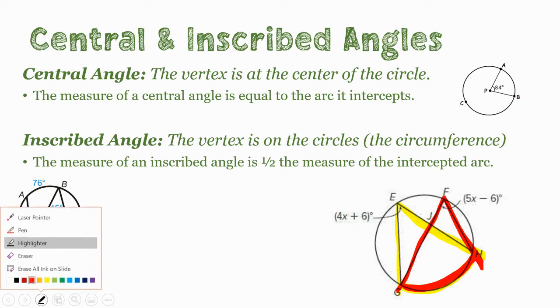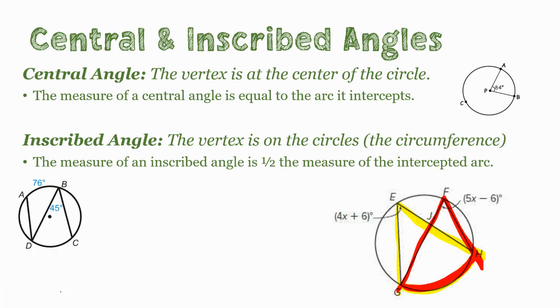So what does that mean? I have two inscribed angles intercepting the same arc. Well, those angles must be equal. 4x plus 6 must equal 5x minus 6. Add 6, I get 12. 4x plus 12 equals 5x. Minus 4x, I get 12 equals x.